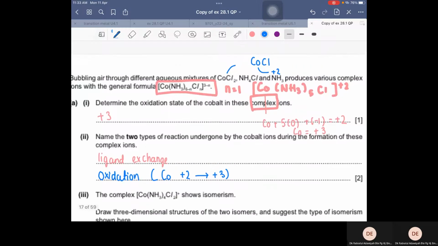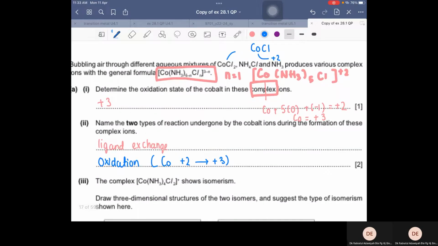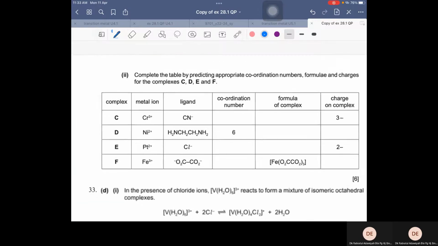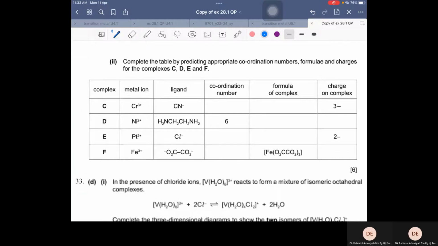Okay, that's all for question 32. Now I would like to go to B part 2 just to check that we know how to write the correct formula as well as working out the coordination number and ligands as well. Okay, so there are a lot of things that come into play here. One, oxidation states. Secondly, the type of ligands. Is it monodentate, bidentate, or polydentate? Another thing is coordination number.